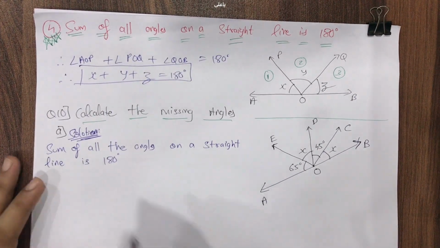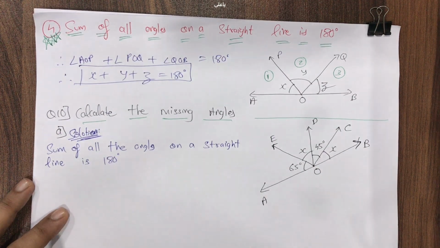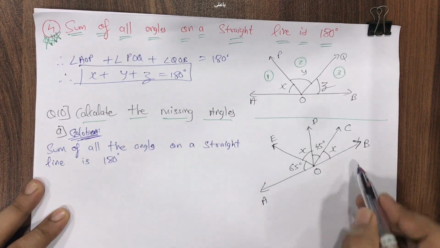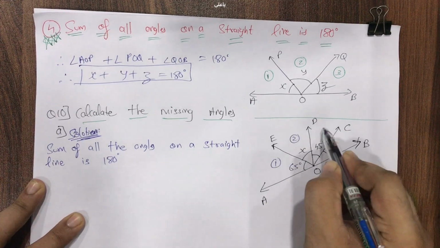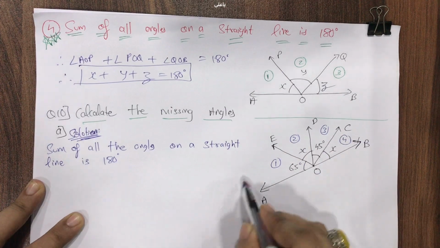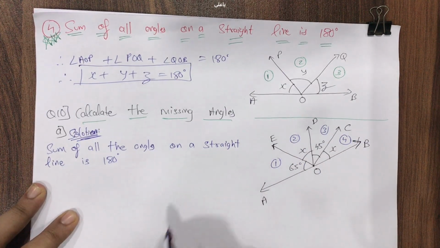Okay, see here, please, students. In the solution part, sum of all the angles on a straight line is 180 degree. Our straight line is this AB. So can you tell me how many angles we have? First, second, third, and fourth. So sum of all these 4 angles will be equal to 180 degree. But we have to write their proper names.